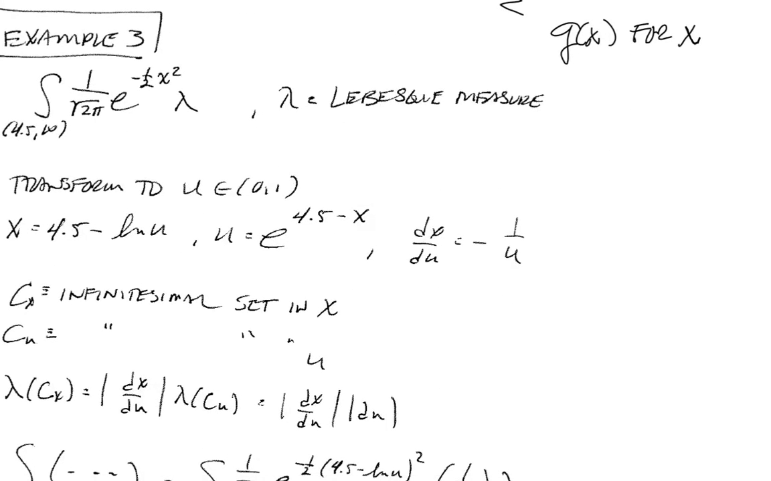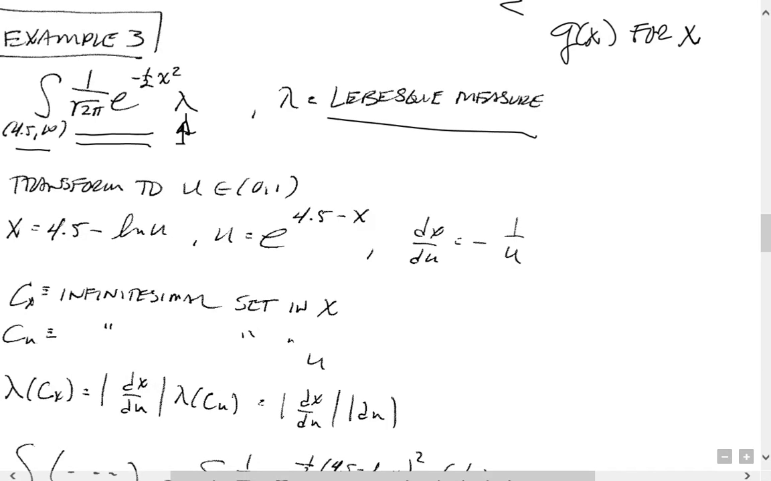As an example, let's suppose we want to integrate this function here over the range 4.5 to infinity with respect to lambda, which is our Lebesgue measure. Now let's use a strategy that we've done before. We want to transform using a variable on the unit interval. So we have x is equal to 4.5 minus log u.